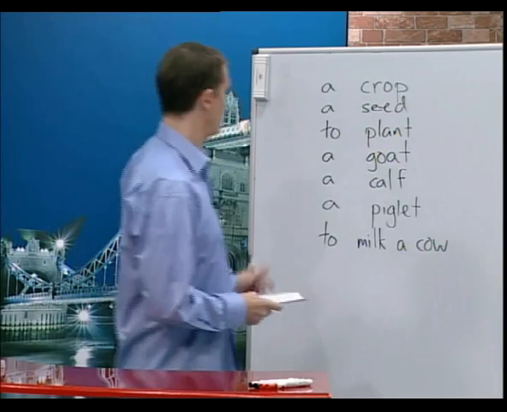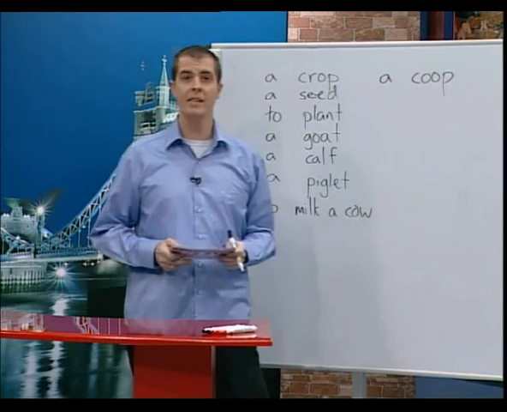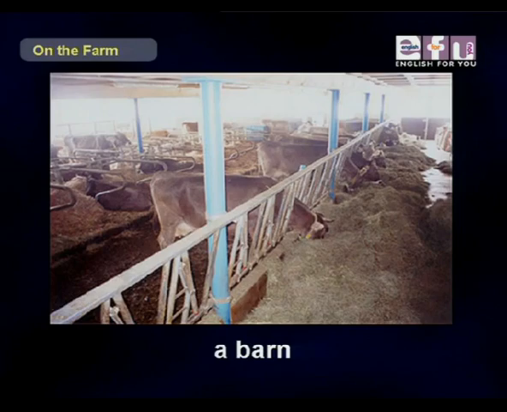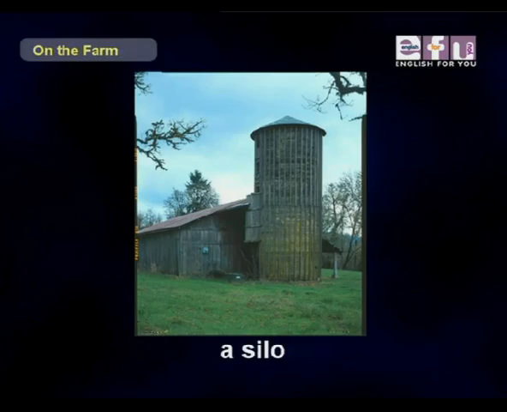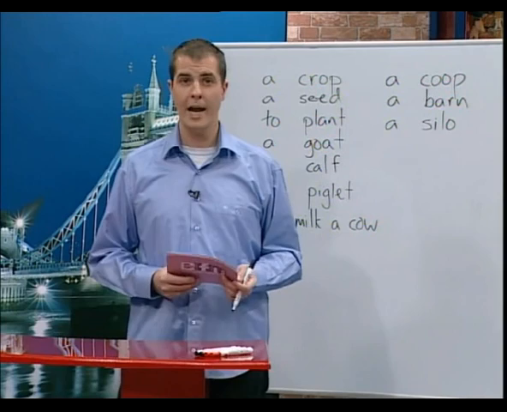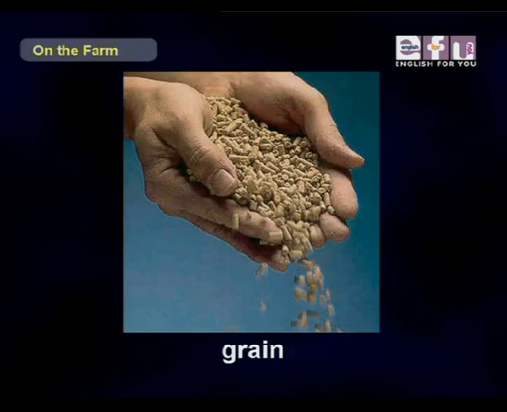Okay, we'll go over here for the next ones. We have a coop. Chickens live in a coop. A barn. A barn is a large building used for keeping crops or animals in. A silo. A silo is a building that looks like a tower and it's used to keep grain inside the tower. What's grain? Grain is the seeds of a crop, such as corn or wheat.